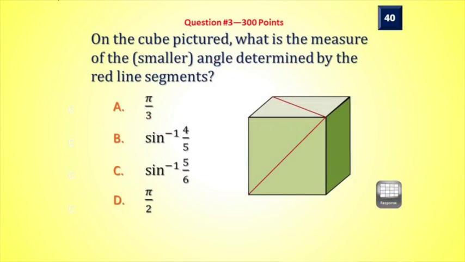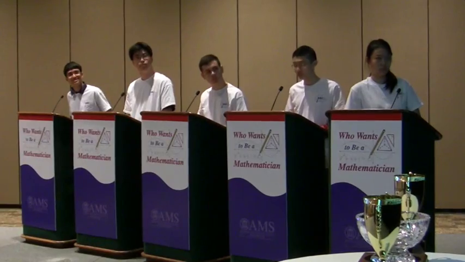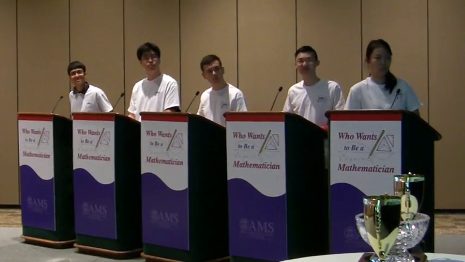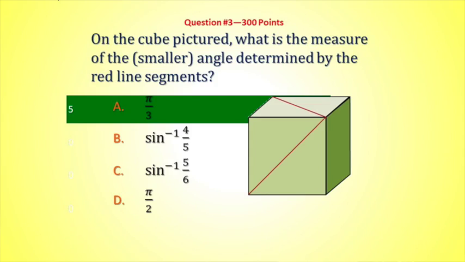On the cube pictured, what is the measure of the smaller angle determined by the red line segment? So in other words, the angle between the 2 red segments when you go the smaller distance. Is it pi over 3, inverse sine of 4/5, inverse sine of 5/6, or pi over 2? All right. Question 3. Oh, you all got it right. Very good. It was pi over 3. Harry's very happy about that.